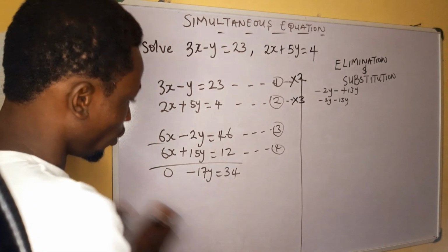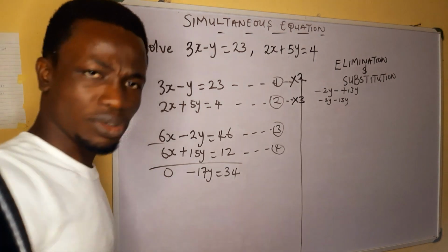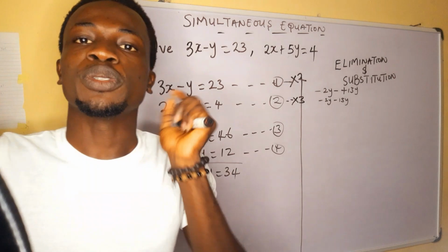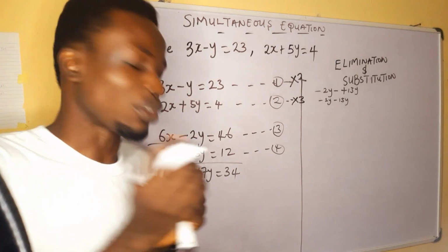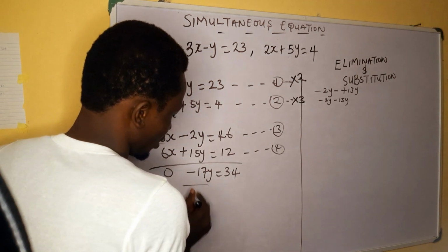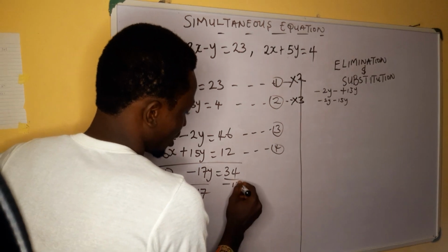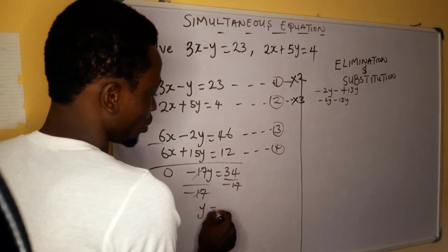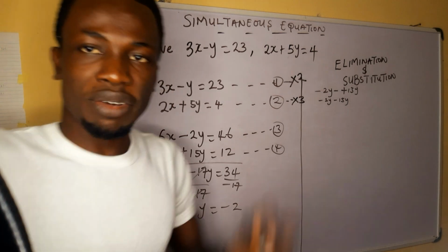Since the x term is gone, I can now find the value of y. How do I do it? By dividing both sides by the coefficient of y, which is -17. So divide here by -17 and here by -17. You have that y is equal to -2. So I found the value of y.